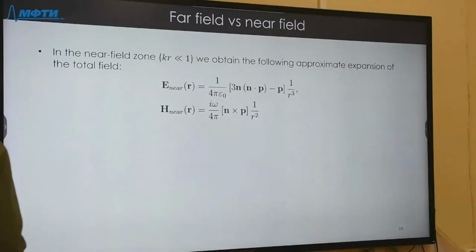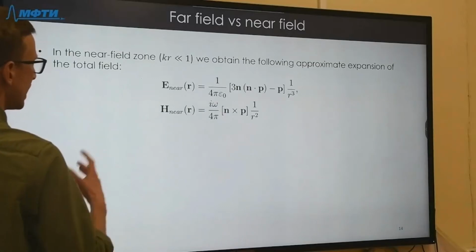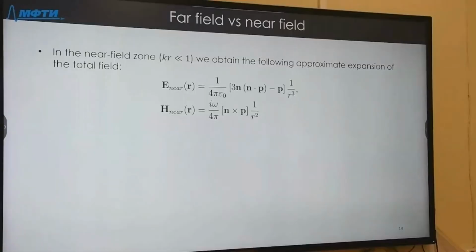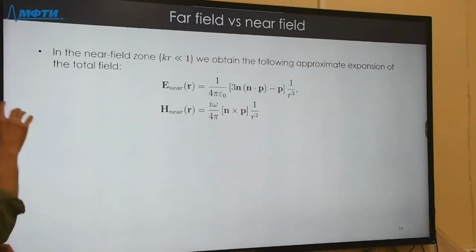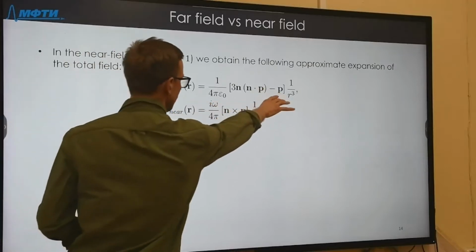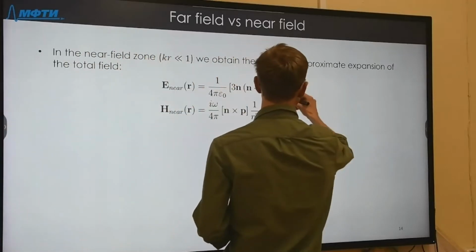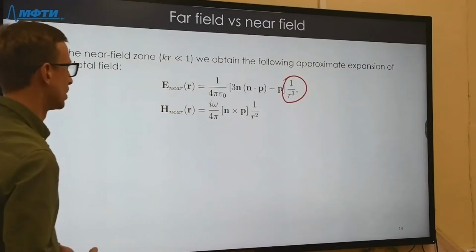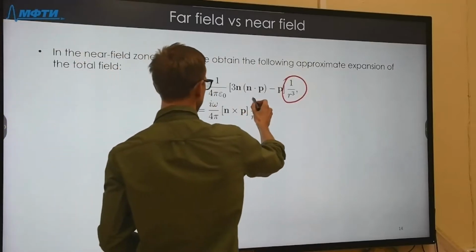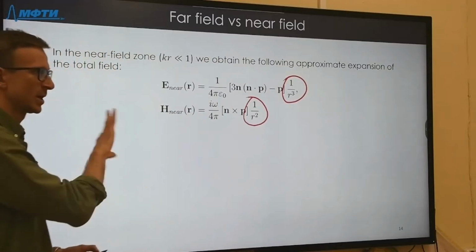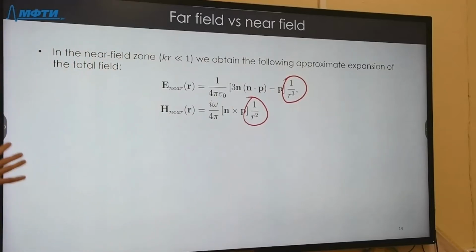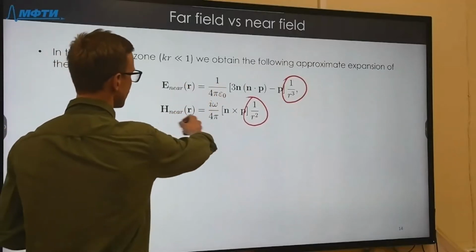And another way to understand this is by actually expanding the electric field of a point dipole in the near field zone. If we keep only the highest power in the expansion, we keep only the 1 over r cubed power for the electric field and the 1 over r squared power for the magnetic field. And we neglect all other terms, which behave much slower in the vicinity of the dipole in the near field zone. We obtain this for electric and for magnetic fields.